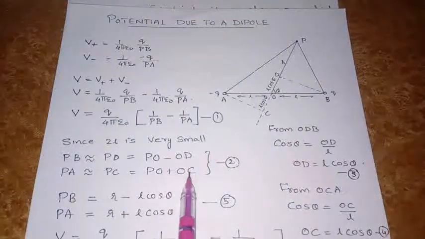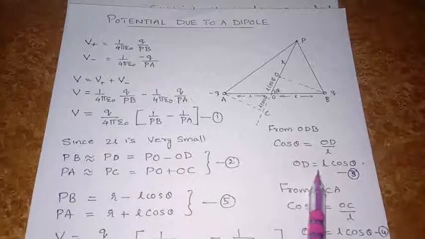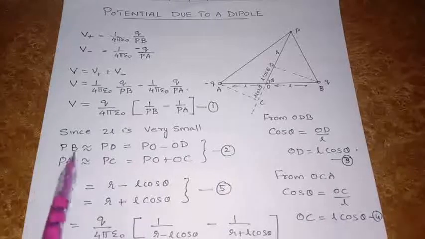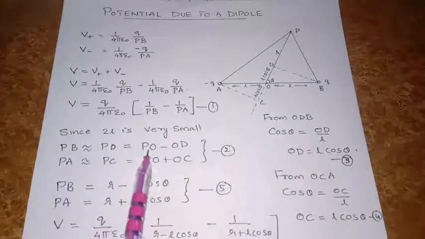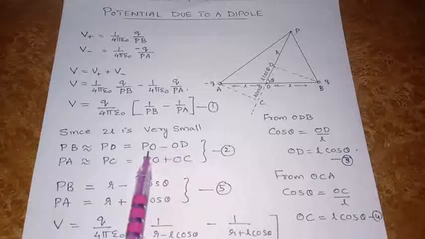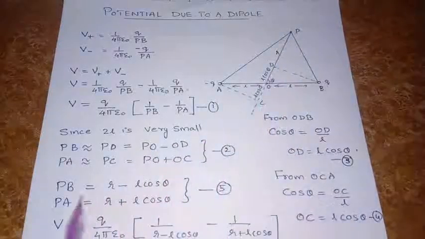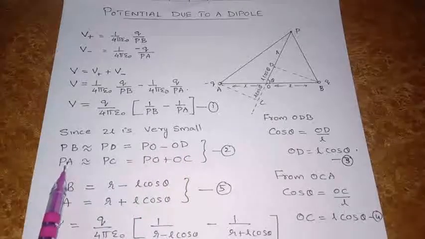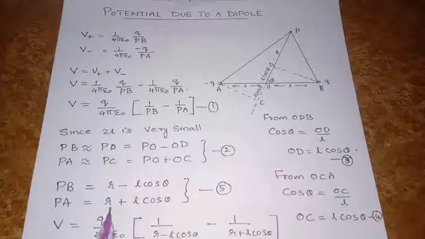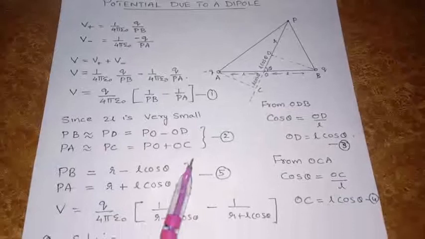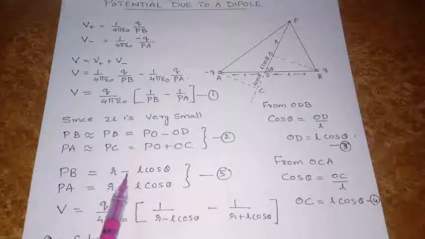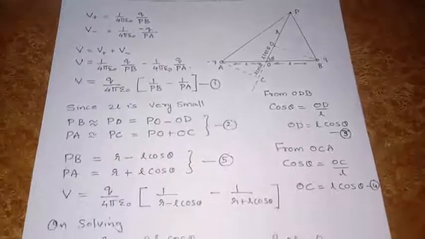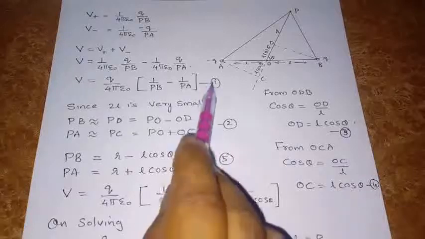Now OD we already obtained, that is L cos theta. OC also we already obtained, that is L cos theta. Therefore, PB can be written as PO minus L cos theta. Now, what is PO? PO is nothing but R. Therefore, PB is equal to R minus L cos theta, and PA is equal to R plus L cos theta. So we got the equations for PB and PA. Now let us substitute these in equation number 1.